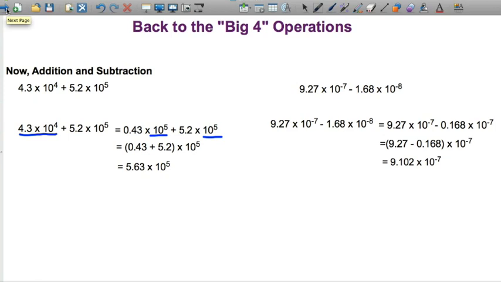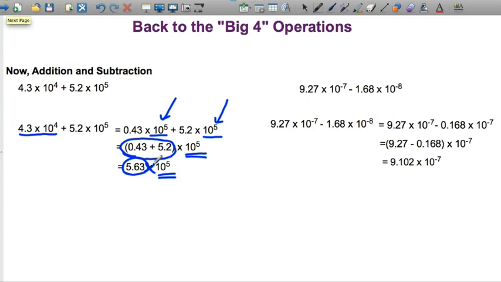Could I have changed 5.2 to make it 10 to the fourth? I don't know. We'll talk about that. Maybe you should think about it. Try it, changing it the other way, see what happens. But anyway, I have 10 to the fifth, 10 to the fifth. So now what I'm going to do is add together those two values. Now I have 0.43 plus 5.2. That gets me 5.63. Since I know I'm adding together values that are 10 to the fifth, I'm still going to leave my answer in terms of 10 to the fifth.